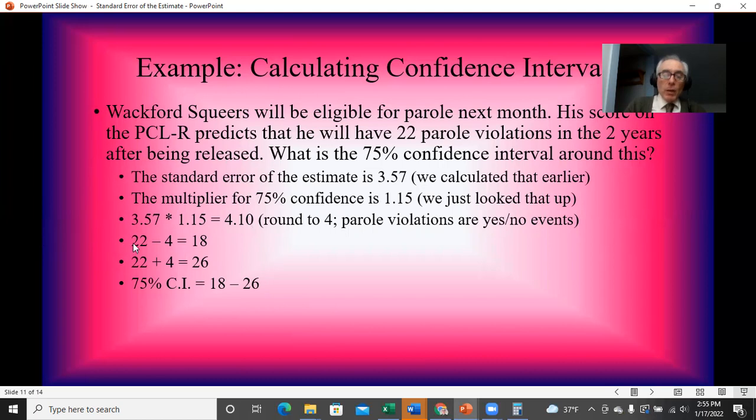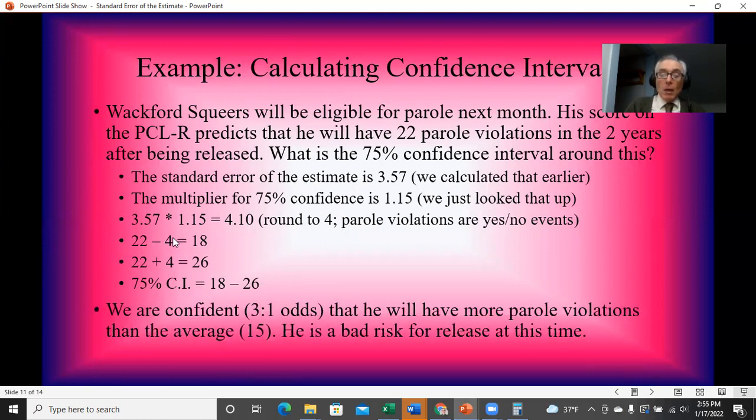So the predicted 22 minus 4 is 18. That's the lower bound estimate. 22 plus 4, 26, upper bound. So the 75% confidence interval is 18 to 26.